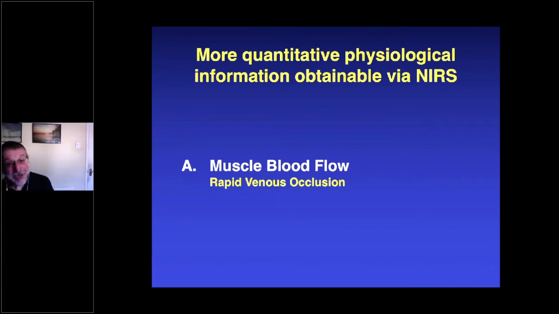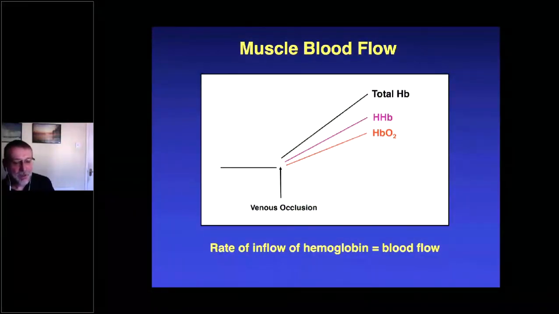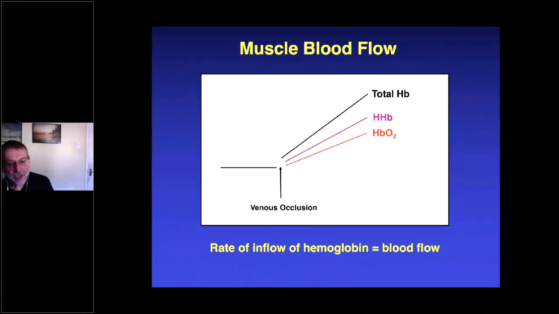leaving the tissue. So blood can't leave the tissue, but it can still enter. This shows you a sort of model of what that means. If you do a venous occlusion, you see an increase in hemoglobin because the blood is flowing in and not flowing out. So there is an increase in total hemoglobin, and that rate of inflow is a blood flow measurement. Now, there may not be a saturation change here, so if you were measuring saturation, you wouldn't see that change.